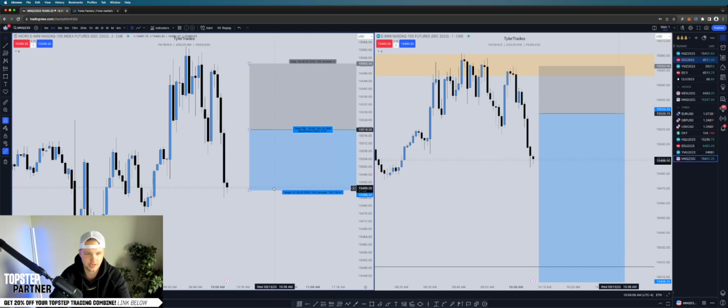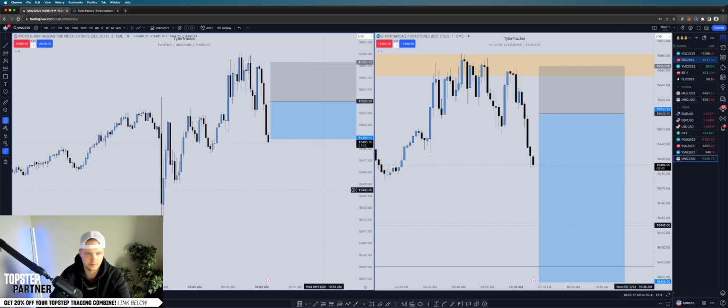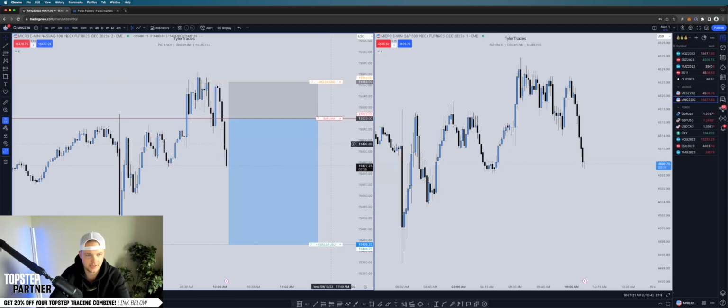But yeah, planning to get short, guys. Planning to get short right here inside this 2-minute fair value gap, and gonna look to target CPI low. So yeah, just eyeing this up.